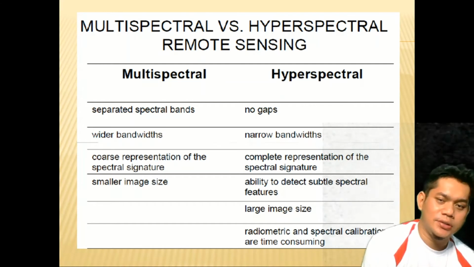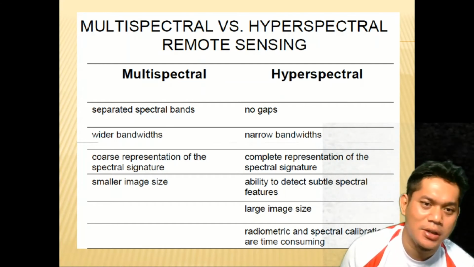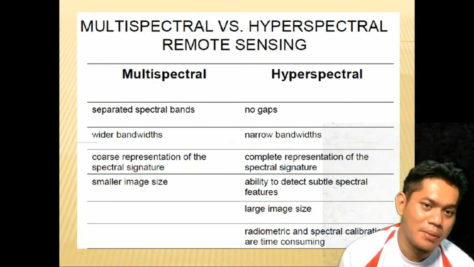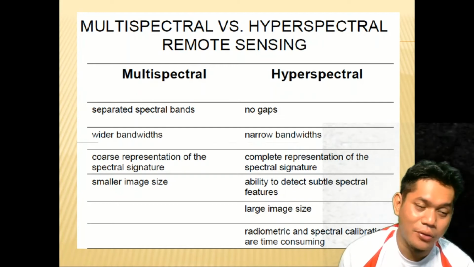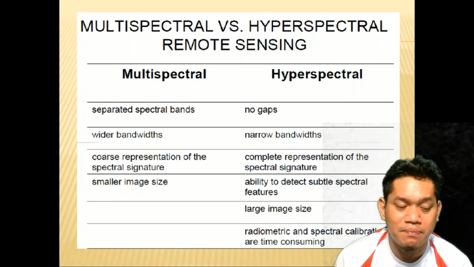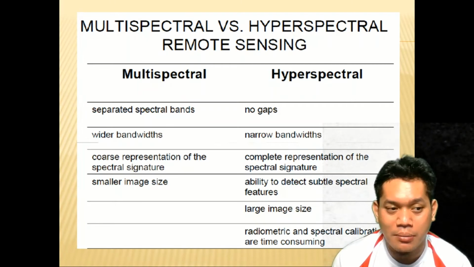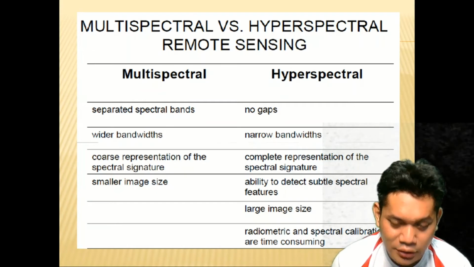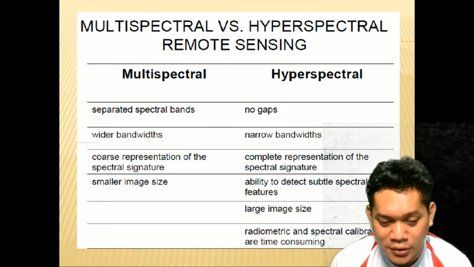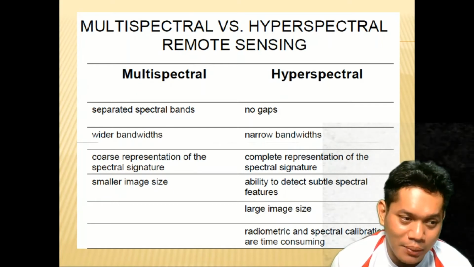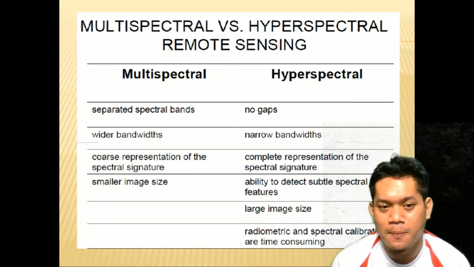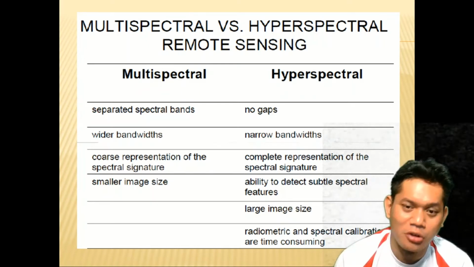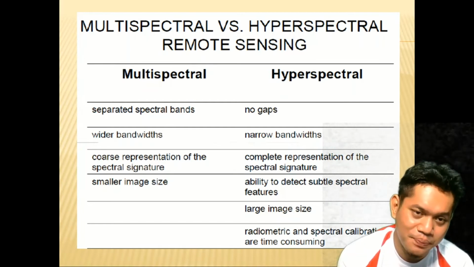So the difference between the multispectral and hyperspectral: multispectral, they separate the spectral gaps, the bands. However, hyperspectral, there are no gaps. Multispectral, they have the wider bandwidth. Therefore, those ranges become the average numbers of reflectance. However, for hyperspectral, there is no such thing. They are narrow bandwidths. Therefore, for every bandwidth, there are absolute numbers of reflectance. For multispectral, it's a crude representation of the spectral signature. However, for hyperspectral, it's a complete representation of the spectral signature.